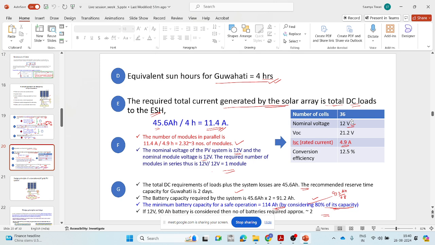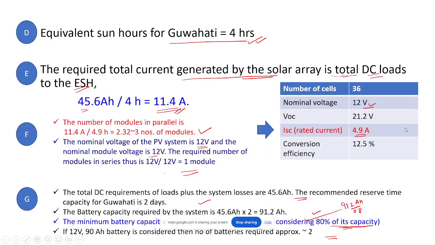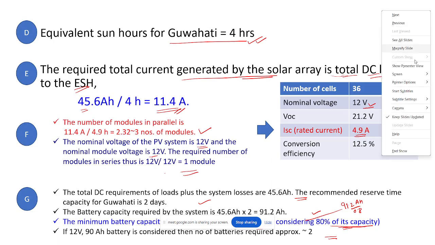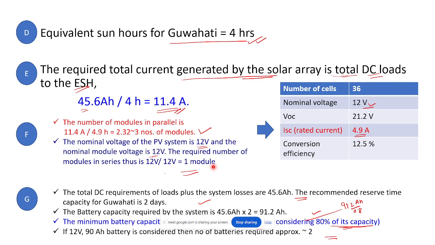The nominal voltage of the PV system is 12 volt, and the nominal voltage of the module is 12 volt. The required number of modules in series is 12 by 12. Which value goes up and which goes down? Numerator and denominator, 12 volt by 12 volt. I will tell you.